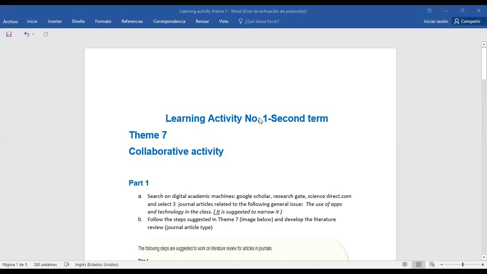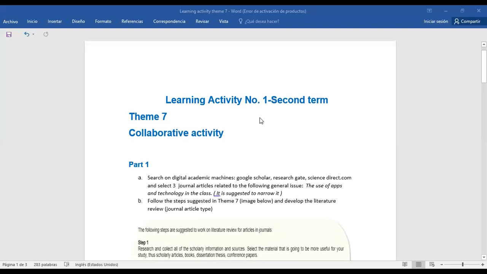Okay, can you see my screen? Yes, teacher. Okay, so this is the learning activity number 1 of the second term, no? Because we are starting with this theme, the second term.